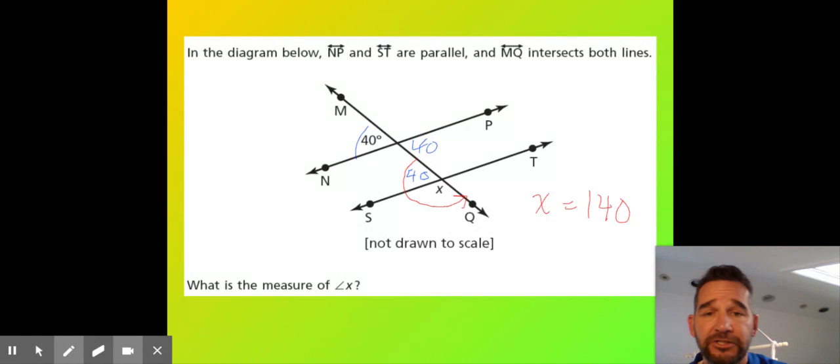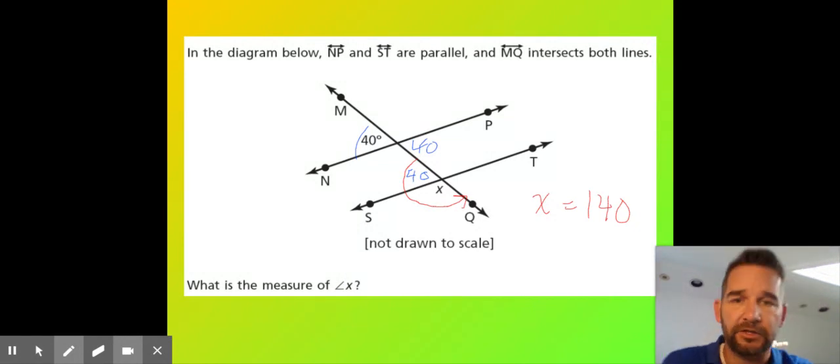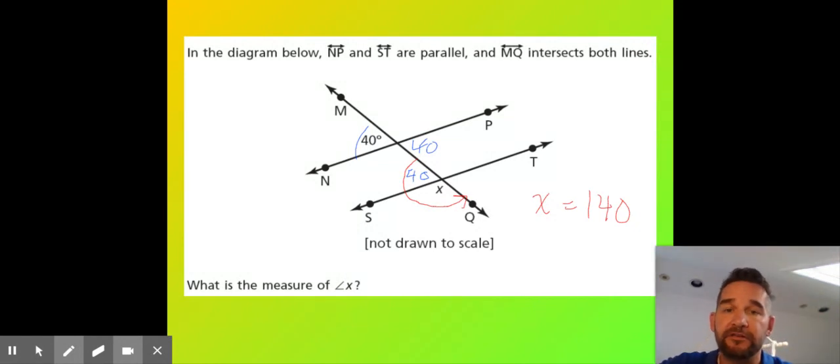Now, that took a little work for me to get there. Took a little bit of thinking, but using my relationships that I learned today and some relationships that I already knew from the past, I'm able to figure out that X is equal to 140 degrees. Okay, let's take a look at one that involves a little bit of algebra, and then we'll let you get started on your classwork.